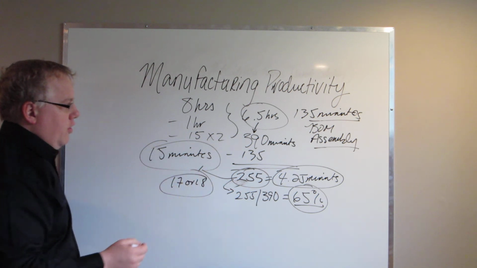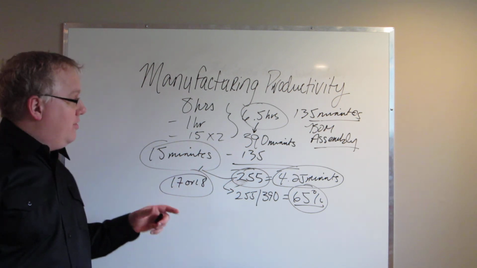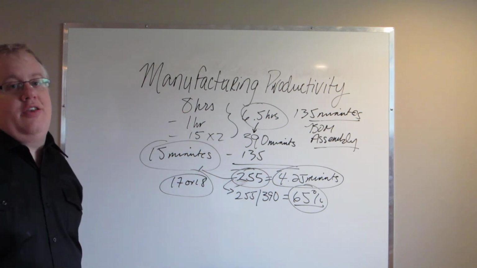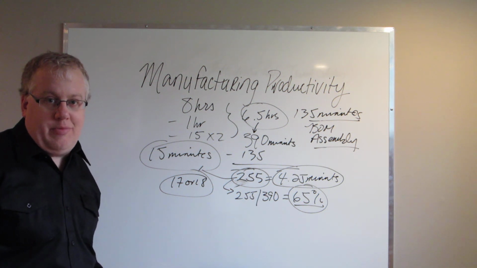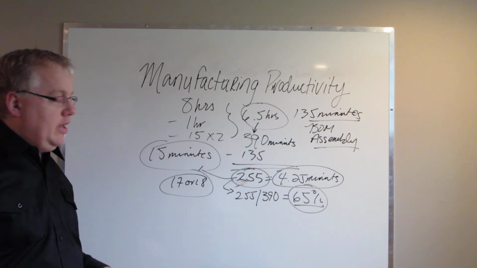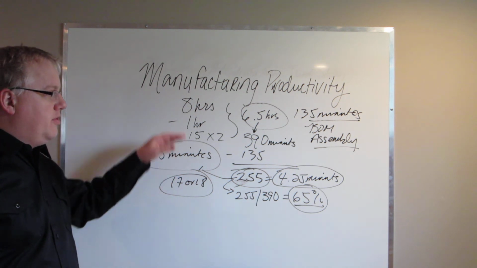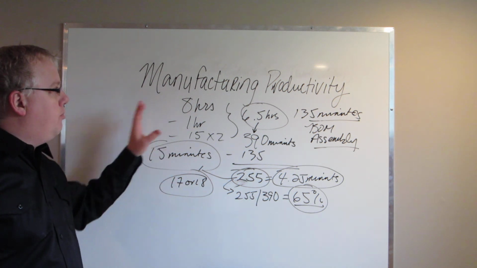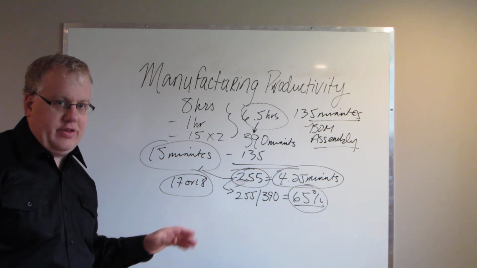Okay? So typically what happens is someone looks at the 8 hours, they say, you know what, it only takes us 15 minutes to manufacture this given product. How come we're only making 17 or 18 units? And what you have to do is a systematic analysis of what the actual productivity rate is in this work cell.